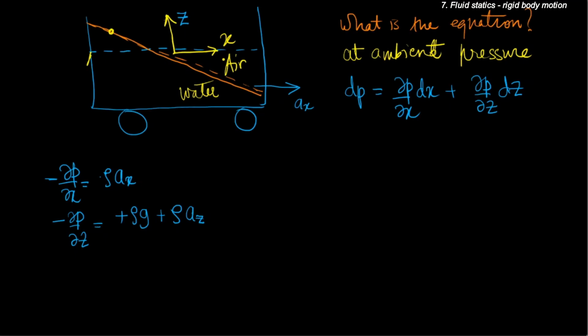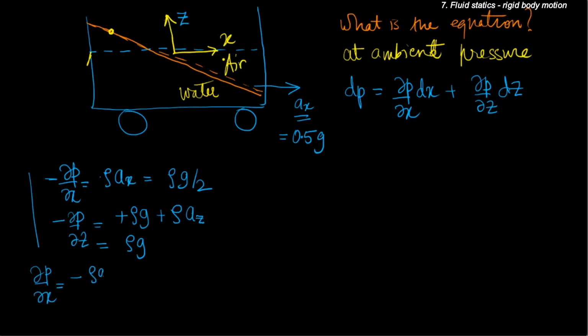So now let us substitute these equations over here, and in the given problem we only have ax, az is equal to 0. So this particular expression becomes rho g, and it is given that the value of the acceleration is equal to 0.5 times gravity. So this will be equal to rho times g upon 2. So from these two equations we may write del p del x equal to minus rho g upon 2 and del p del z is equal to minus rho g.